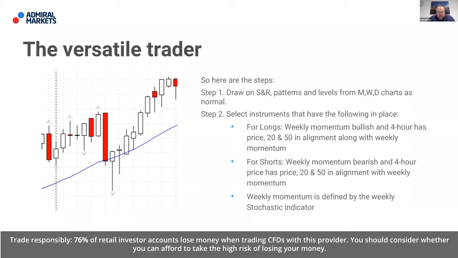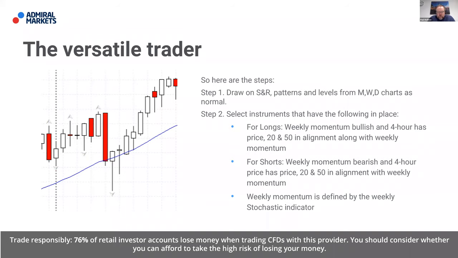For longs, for trades if you want to be buyers, what we want to see is that the weekly momentum is bullish, and also the 4-hour has the 20 and 50 in alignment along with weekly momentum. What does that mean? Well, that just means the stochastic is heading up, the signal is over the stochastic line, and price action is above the 20 and 50 on the 4-hour chart.